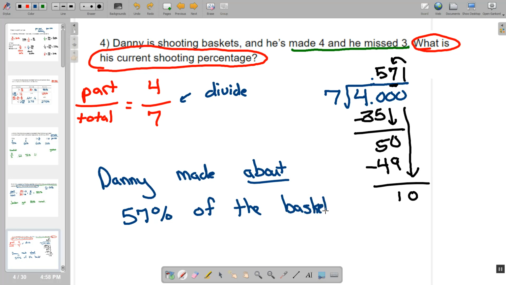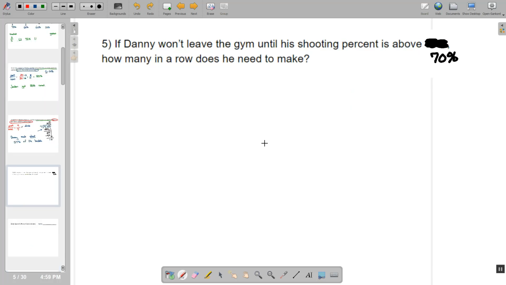Now, if I took out a calculator and I did 4 divided by 7, I would get the same answer. It's decimal point 571428, and so on and so on. And there are times when you're going to be allowed to use a calculator, but you also need to be able to do the long division to match. If Danny won't leave the gym until his shooting percentage is above 70%, how many in a row does he need to make? So we need to get above 70%, and we need to know how many in a row does he need to make.